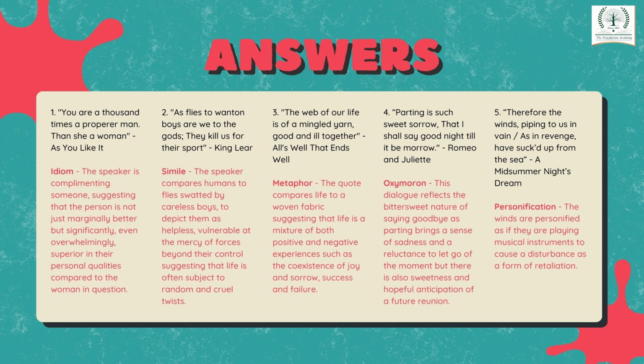3. "The web of our life is of a mingled yarn, good and ill together." All's Well That Ends Well. Metaphor. The speaker compares life to a woven fabric, suggesting that life is a mixture of both positive and negative experiences, such as the coexistence of joy and sorrow, success and failure.